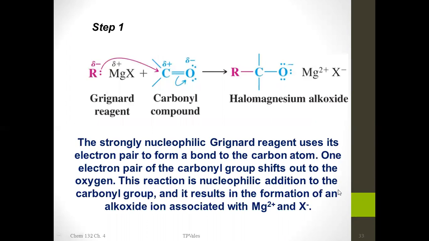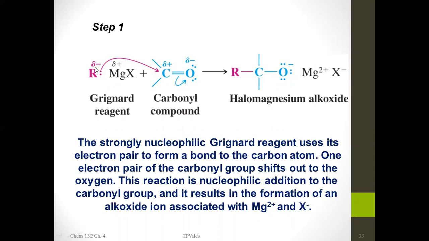So let's see the mechanism here. What is the mechanism? We have already stated that oxygen is partially negative in a carbonyl compound and carbon is partially positive. In the Grignard reagent, your magnesium will be partially positive, and your R, your alkyl group, will be partially negative. Again, what is your alkyl group? R is simply your carbon, any carbon atom with whatever side chains you have.